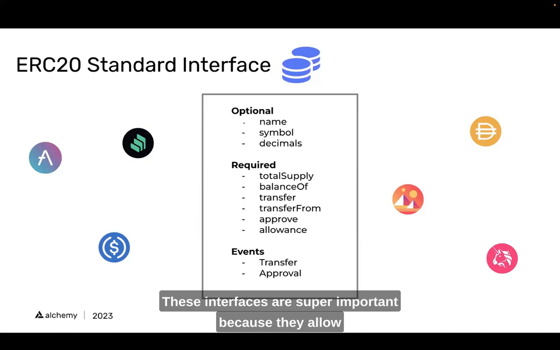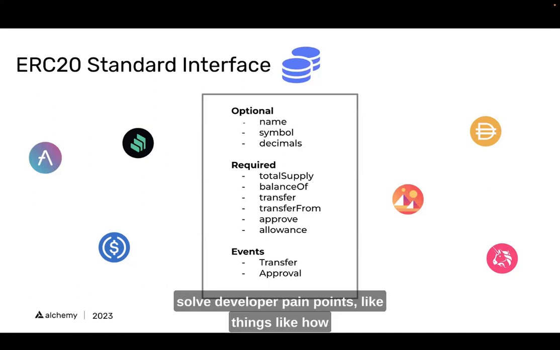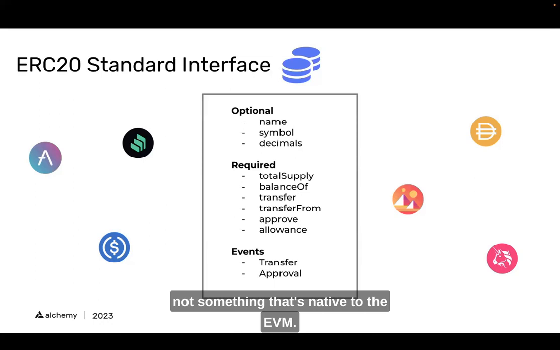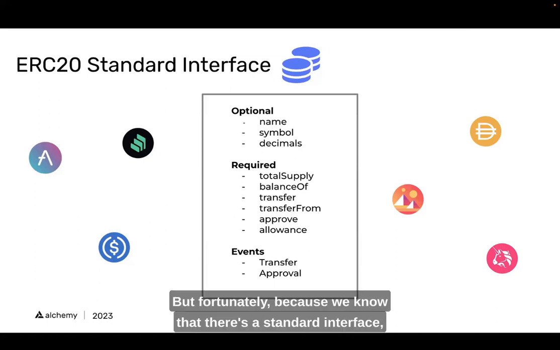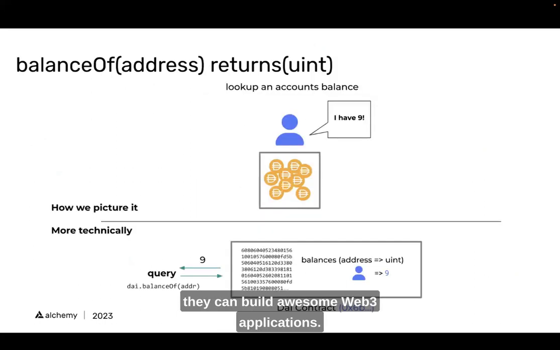These interfaces are super important because they allow us to build protocols like Uniswap or APIs like the Token API that allows us to solve developer pain points, like how many tokens does one developer own? I talked about a moment ago, that's not something that's native to the EVM. That's something that has to be done off chain, right? That's a difficult thing to do. But fortunately, because we know that there's a standard interface, we're able to do this across all the ERC20 tokens and provide this for developers so they can build awesome Web3 applications.